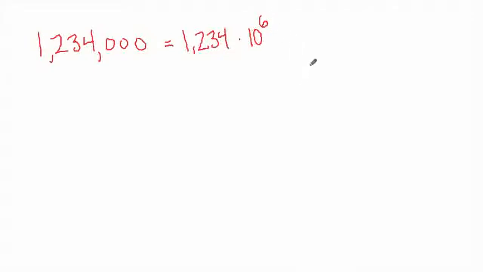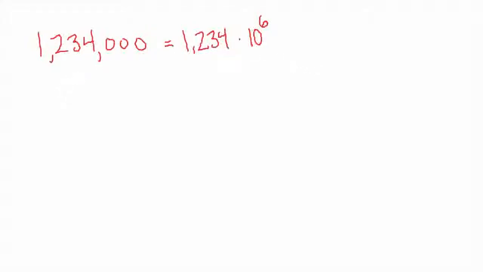All right. Let's say that I had 1,234,000. You can write that as the small number 1.234, and if you multiply that by 10 to the 6, which by the way is a million, so 1.234 times a million will give you the original number. And so the right side is scientific notation.